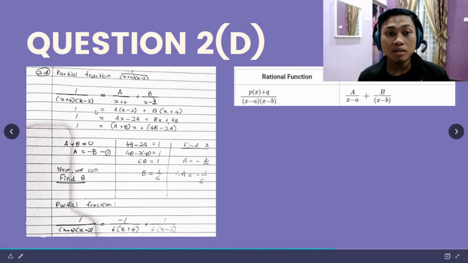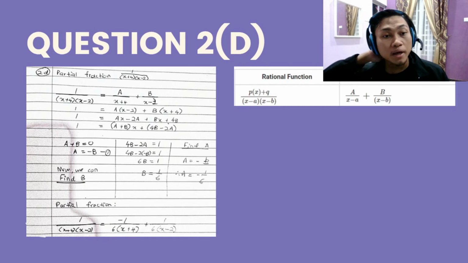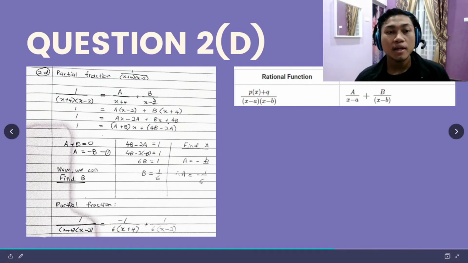We get 1 is equal to A(x - 2) plus B(x + 4), and then we compare the values. We separate the x side and the non-x side. In this case, A plus B is equal to 0, because there is no x value on the left hand side when we compare it with the right hand side. So the left hand side doesn't have an x value, that's why it is equal to 0. So we can find A is equal to negative B.